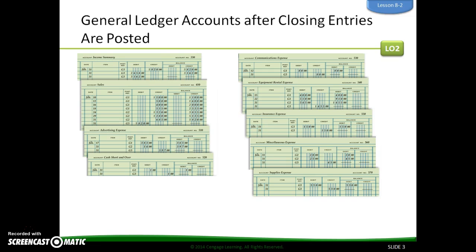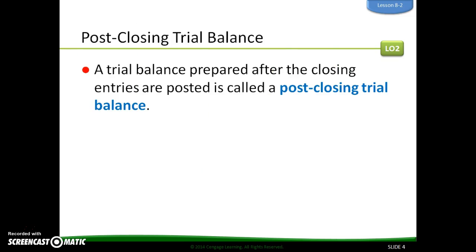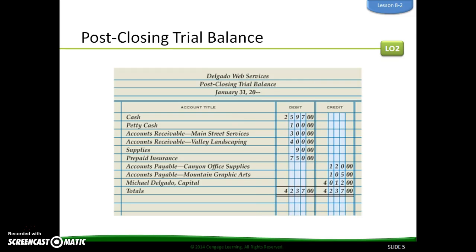Okay. Now, as we look through all of the closing entries that have been posted to all of our general ledger accounts, now we want to be thinking about that post-closing trial balance. So this is the trial balance that's prepared after all of the closing entries have been posted. And you can see right here, we're looking at a sample of a post-closing trial balance.